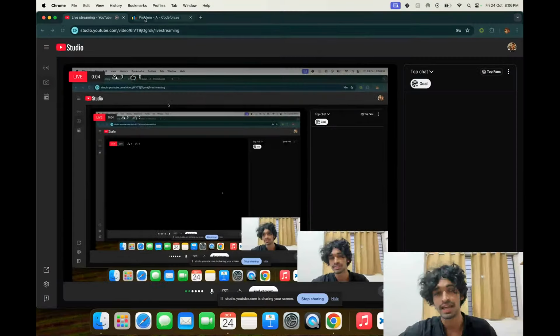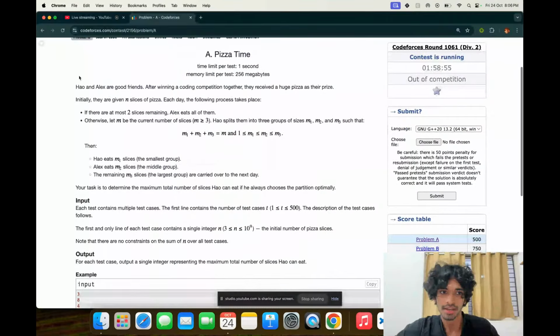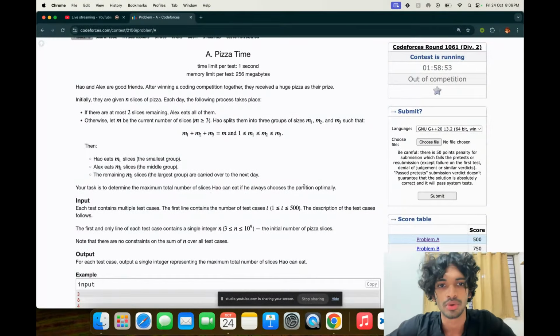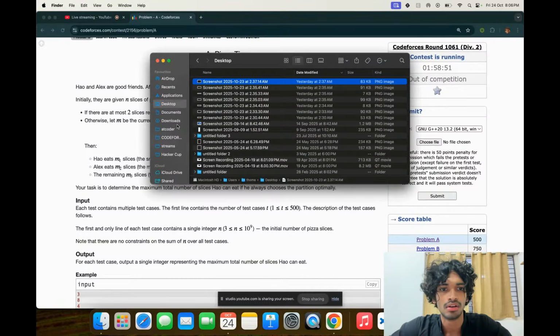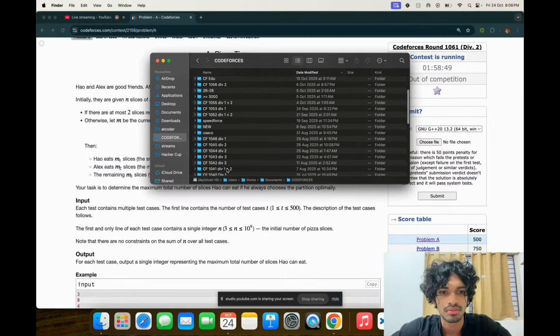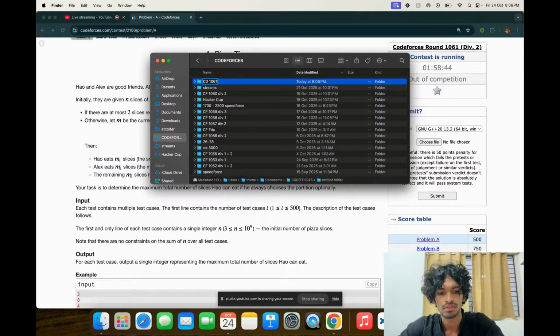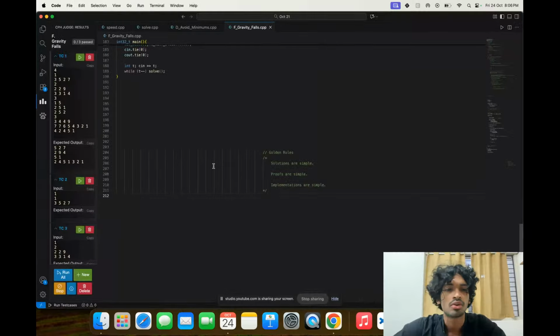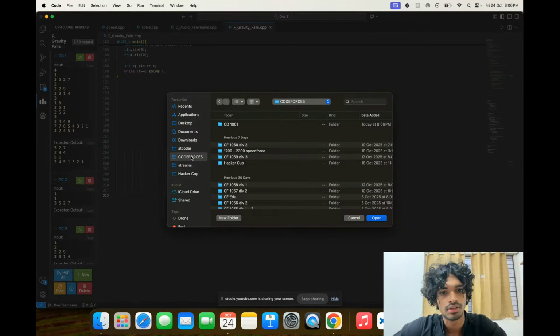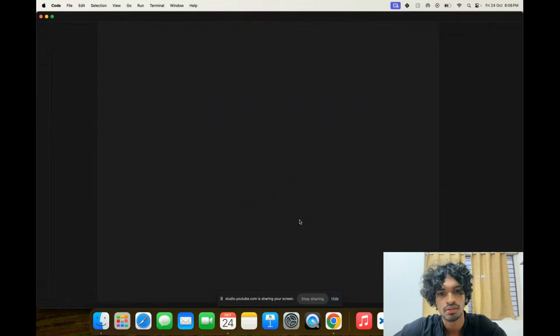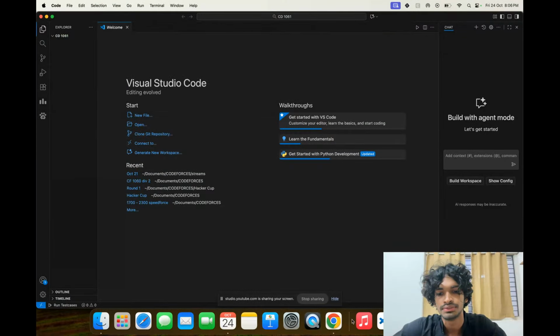Started. It's 8-6 already. Howe and Alex were good after winning a coding competition together. After winning a coding competition together, what have they done? How to read the problem? Yeah.